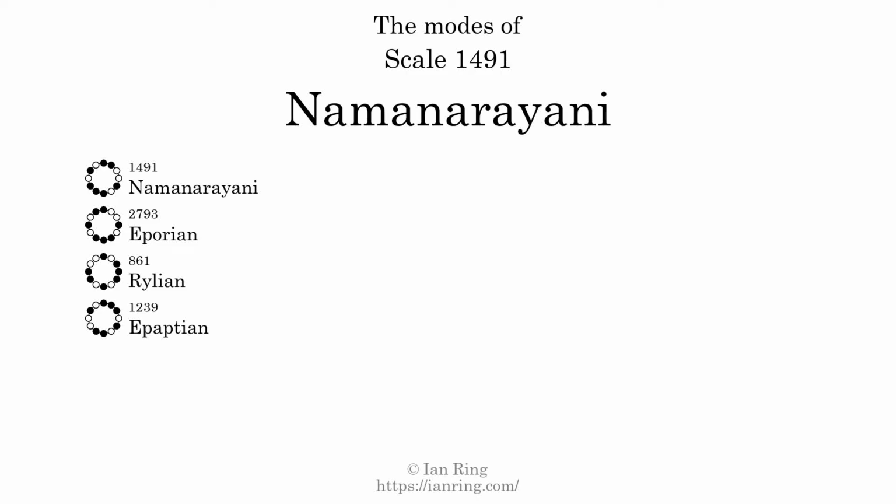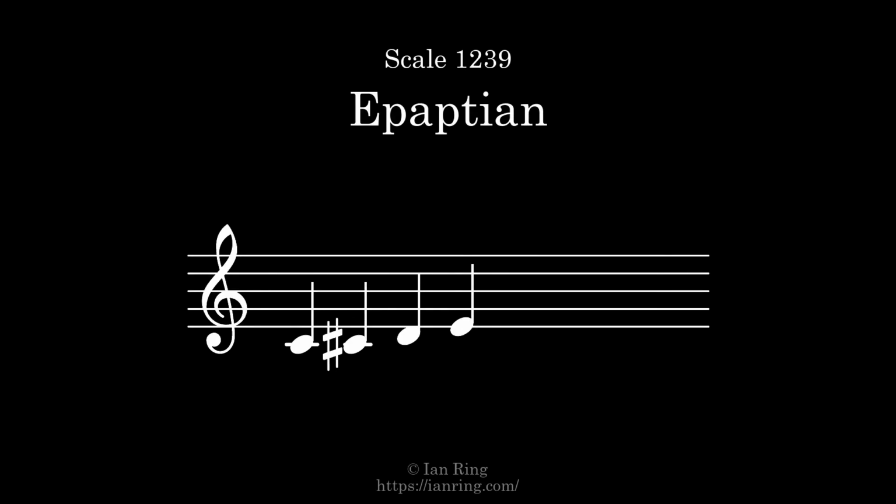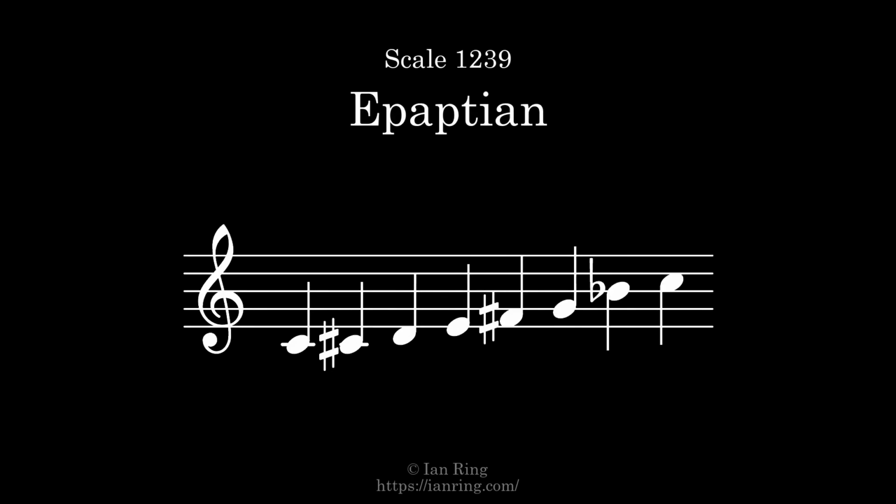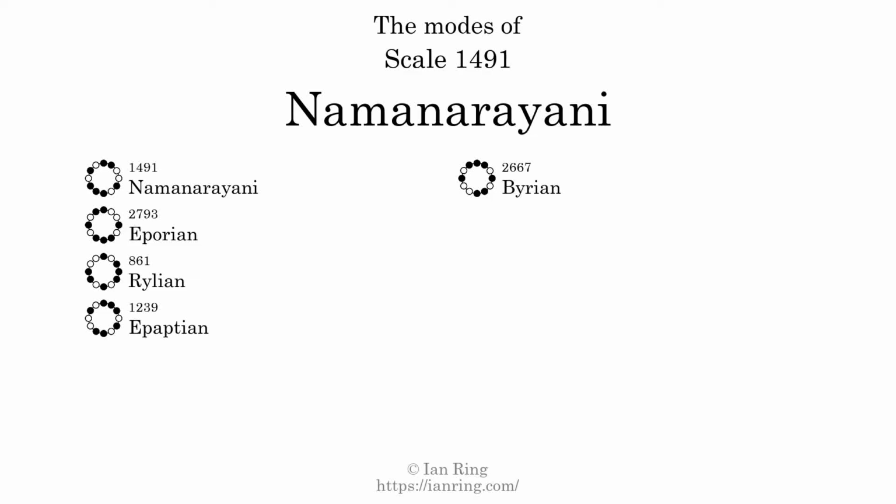The fourth mode is scale 1239, also known as Apaptian. It sounds like this. The fifth mode is scale 2667, also known as Byrian. It sounds like this.